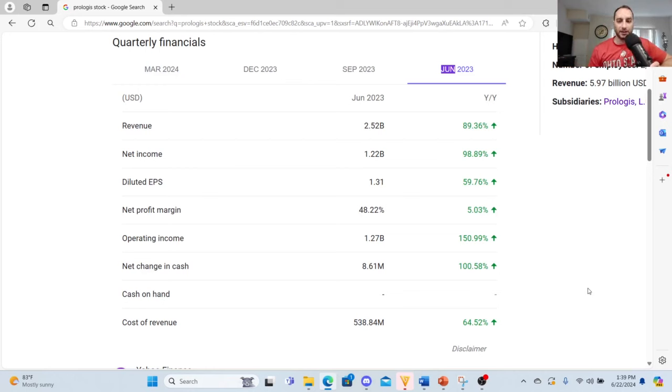So quarterly financials, it was up 89.36%. It was at 2.52 billion. That is beautiful. September, it was up 8.18%. Quarterly revenue is 1.99 billion. That was in September 2023. Revenue was up 8.66%, and it was at 1.98 billion. Now, recent quarterly, March 2024, revenue was up 10.02%. That was quarterly 2.03 billion.